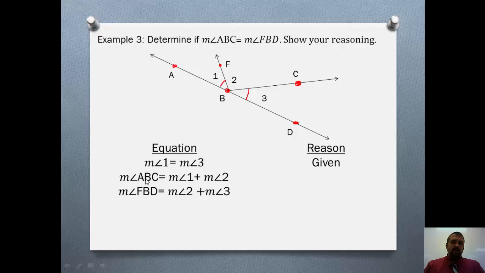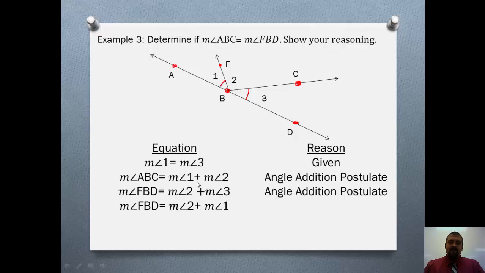Then I looked a little bit closer and I said, hey, if I want these two to be equal, I need to get their right sides to be equal. So what if I replace measure of angle 3 with measure of angle 1? Well, that would be possible because that would be substitution. Measure of angle 3 is equal to measure of angle 1, so I can just replace it. Yep, angle addition postulate are these two. So if I replace measure of angle 3 with measure of angle 1, we call that substitution.